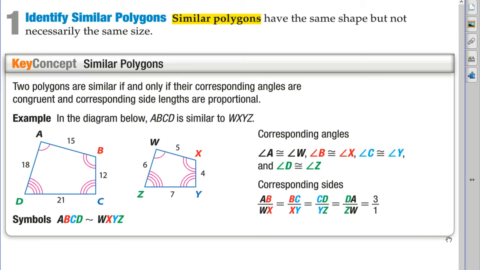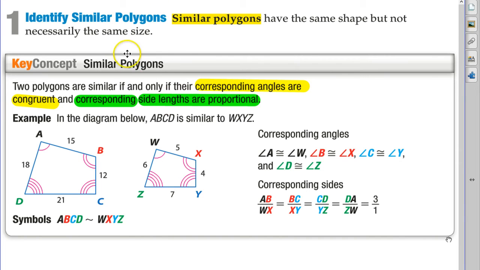And really what I want you to understand is two parts to this. And you have to know this for your test. You have to know this for your quiz. Two polygons are similar if and only if their corresponding angles are congruent and their corresponding side lengths are proportional. That's the key to similarity: corresponding angles are congruent, corresponding side lengths are proportional.